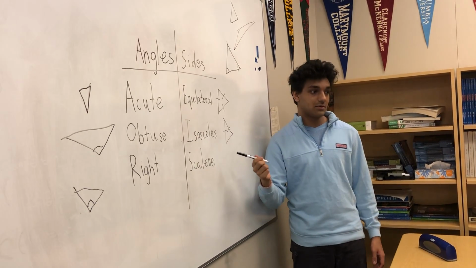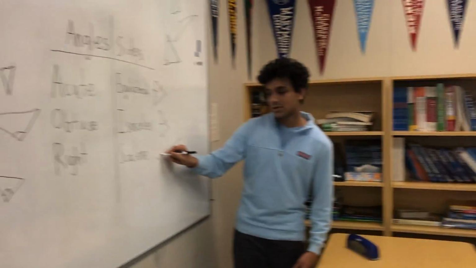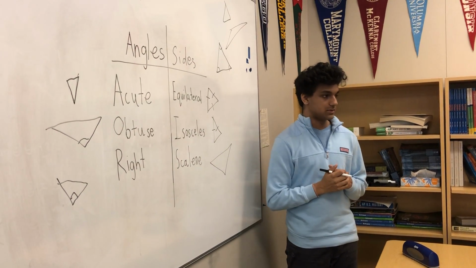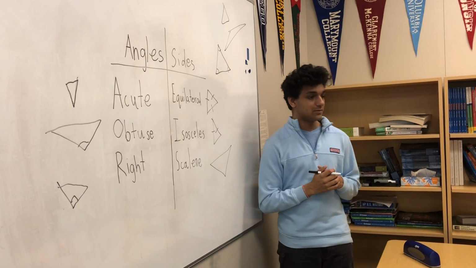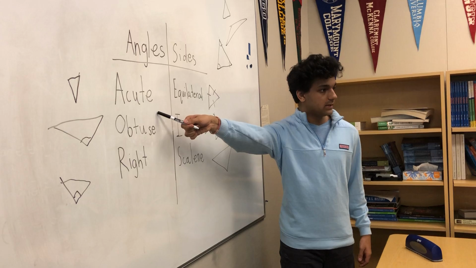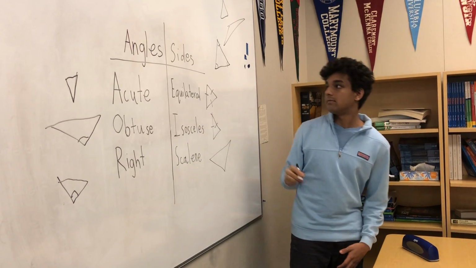And finally, does anyone know what a scalene triangle is? Gautama. It's when none of the sides are the same. Exactly. So you don't have any of those lines on any of the sides because none of the sides are equal to each other. Now I'm just going to quiz you for a little bit. I'll draw a couple of different triangles, and I want you to tell me what angle it is and what sides they have.